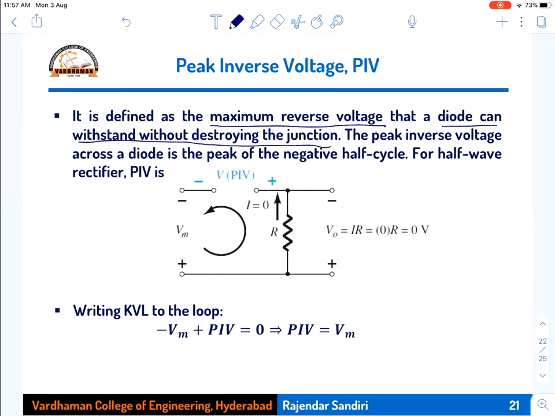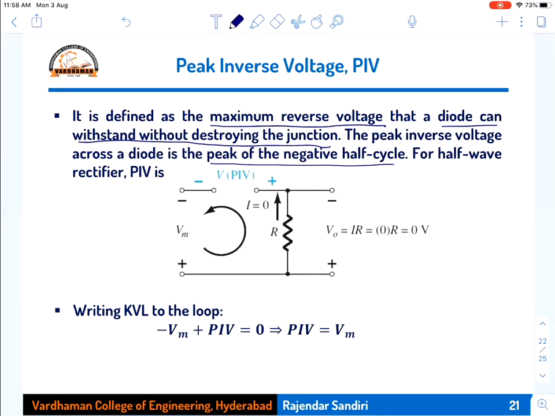So the peak inverse voltage across the diode is the peak of the negative reverse. Generally, reverse voltage is nothing but negative voltage. So in this case, for a half wave rectifier, when you are giving the input voltage as a full AC sine waveform, then the negative peak of the cycle will be the peak inverse voltage. So the negative peak of the cycle will be calculated like this for the circuit.